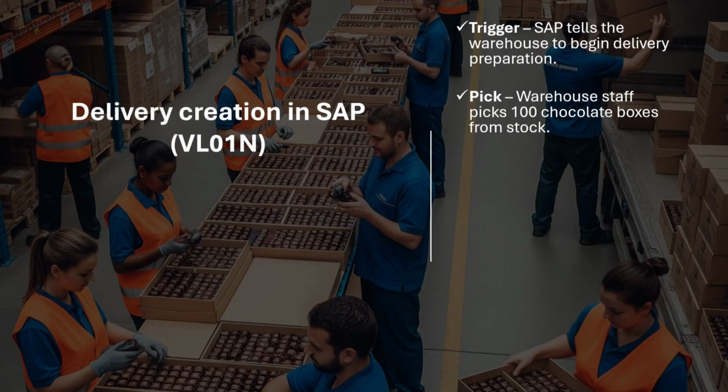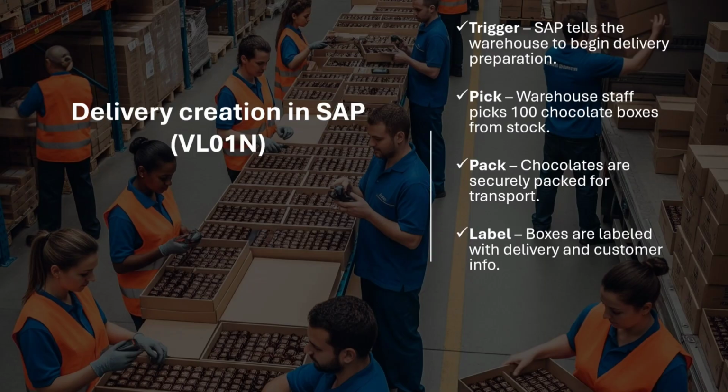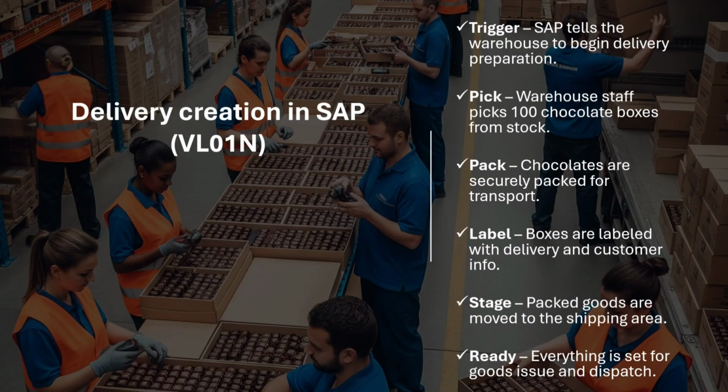The warehouse staff picks the 100 chocolate boxes from the stock, and the chocolates are securely packed for the transport, and the boxes are labeled with delivery and the customer information, and these packed goods are moved to the shipping area, and finally everything is set for goods issue and the dispatch.